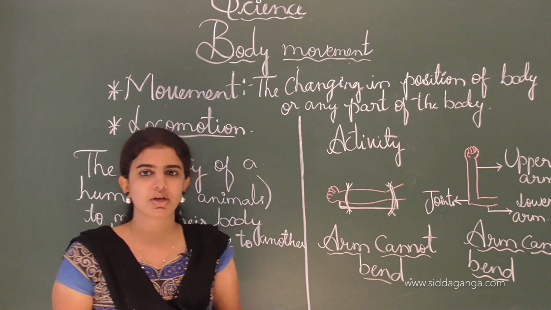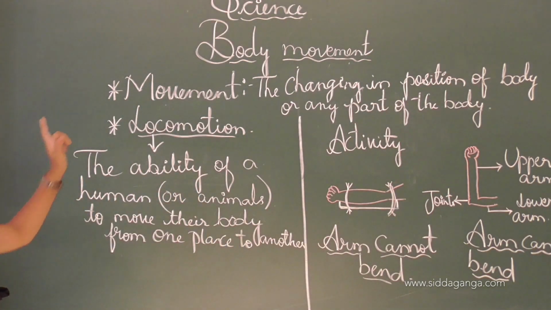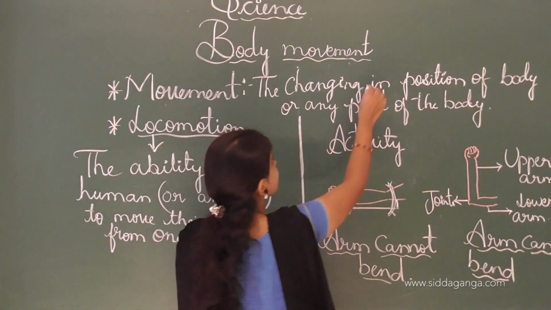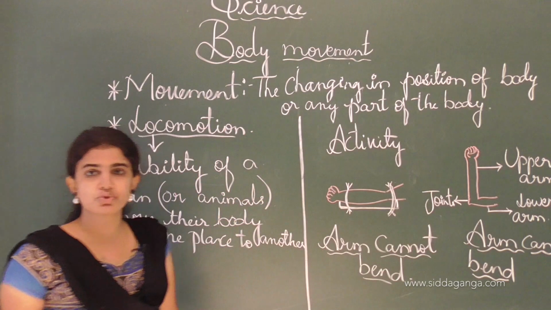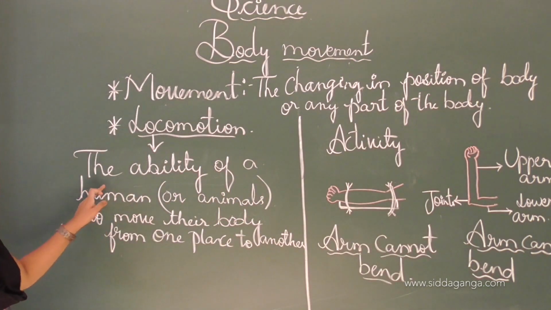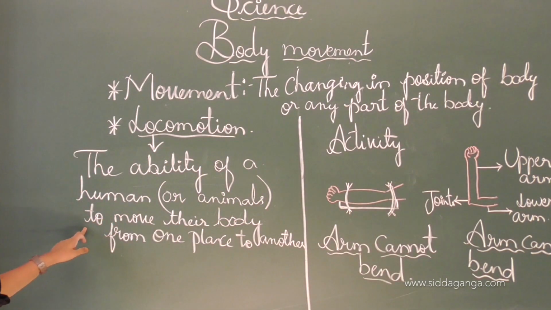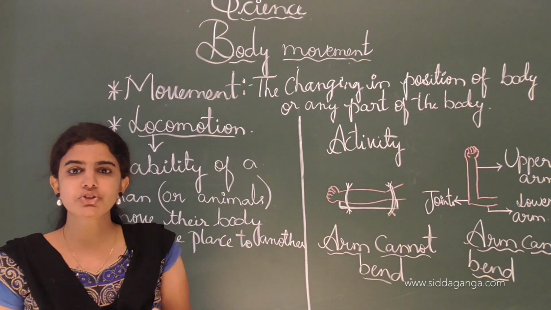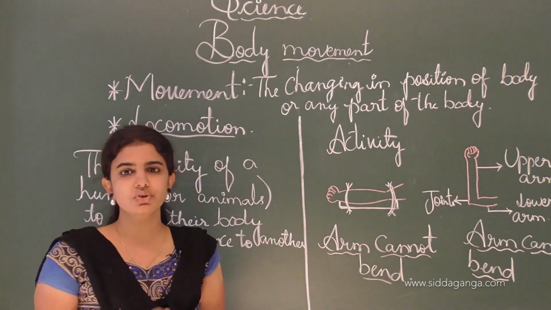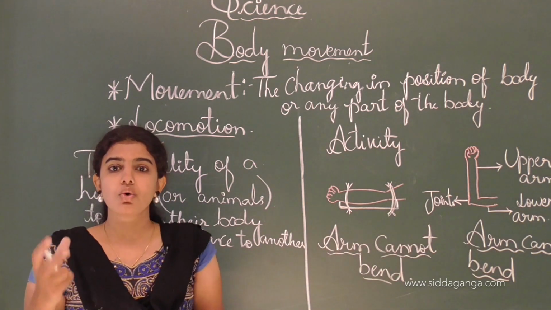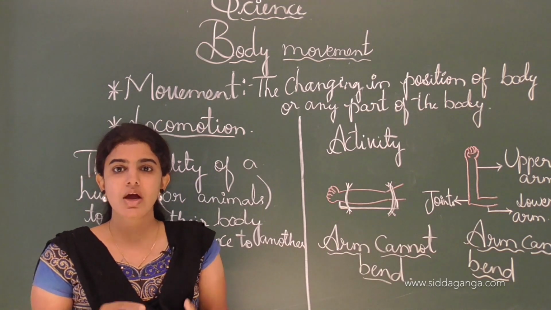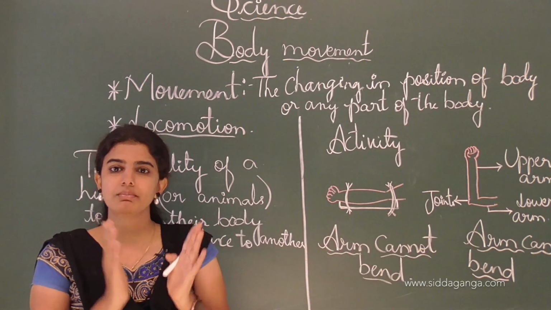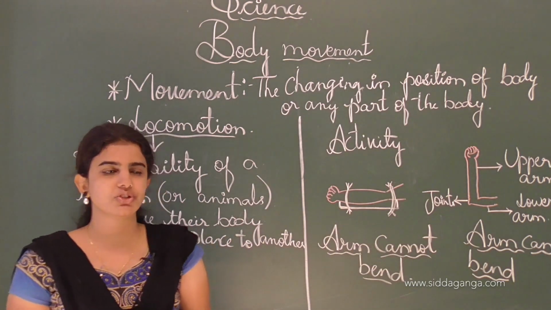Once again, movement is nothing but the change in position of the body or any part of the body, whereas locomotion is the ability of a human or any animal to move their body from one place to another place. In locomotion, the whole body is used to move from one place to another, whereas in movement only particular organs or parts of the body will move. Now we can say that movement is different from locomotion.